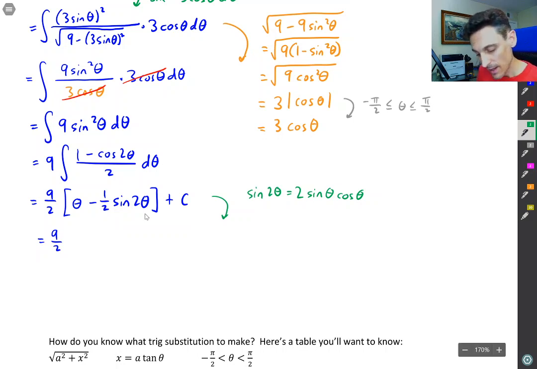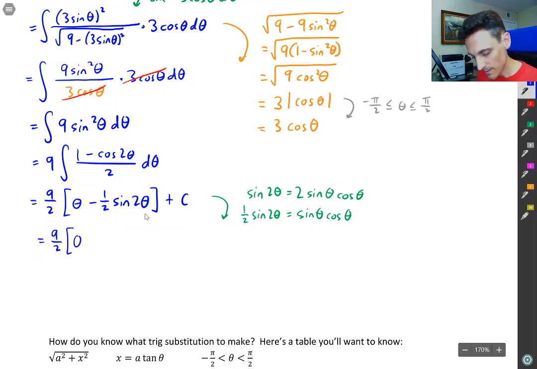Now here we have 1/2 sine 2 theta, so 1/2 sine 2 theta is going to be 1/2 times the 2 right there, which cancel each other out. So you just get sine theta cosine theta. All right, let's make those replacements. So we have 9/2 times the quantity theta minus sine theta cosine theta plus c.